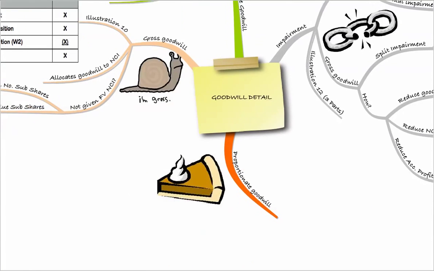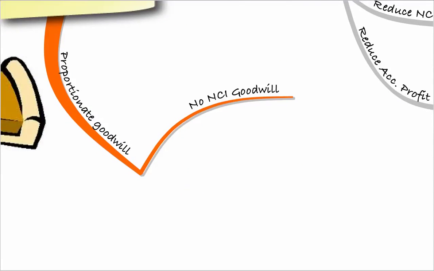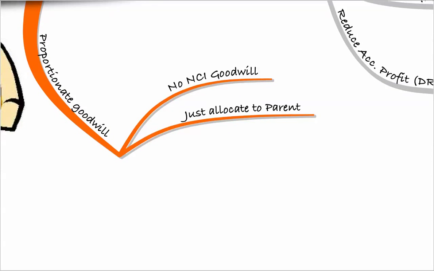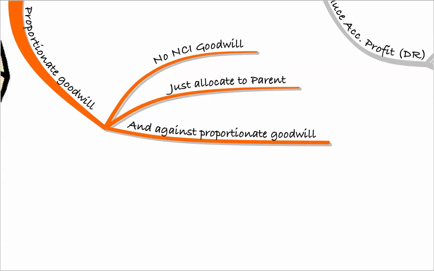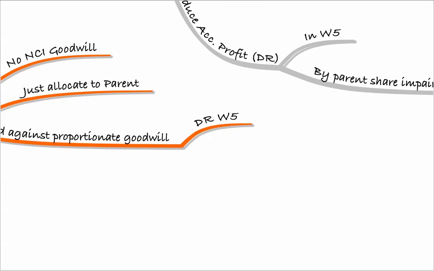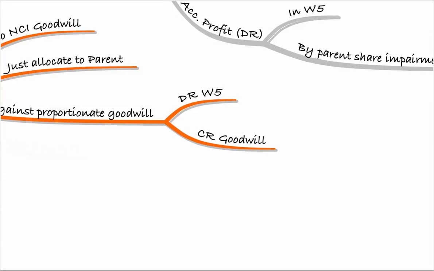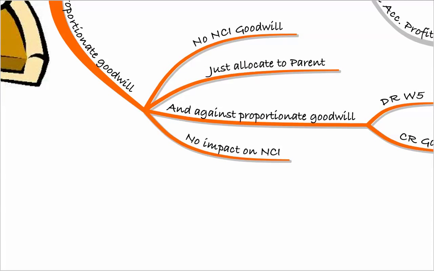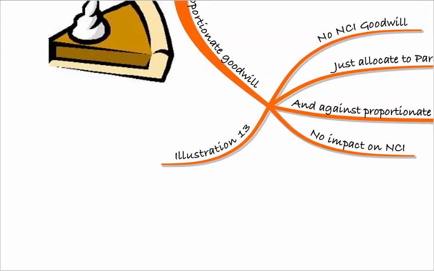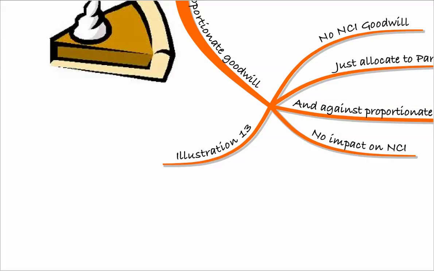Lastly, we mentioned proportionate goodwill impairment and how to deal with that. Well, it was much simpler because there's no goodwill to the NCI in this instance, so we just allocate the impairment to the parent. We allocate it to the parent in the proportionate goodwill: debit working 5, credit goodwill with the total amount. No need to split it if we have proportionate goodwill that is impaired. So no impact on the NCI in that instance. Just make sure you can do that. We looked at it in illustration 13. Go back to that illustration if you're not sure and have a go at it again.